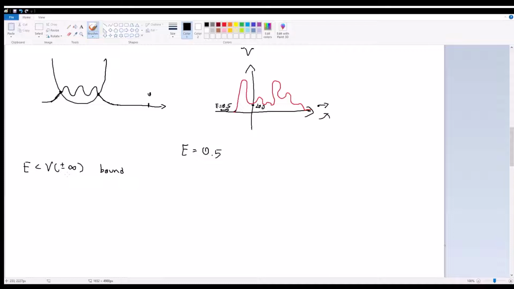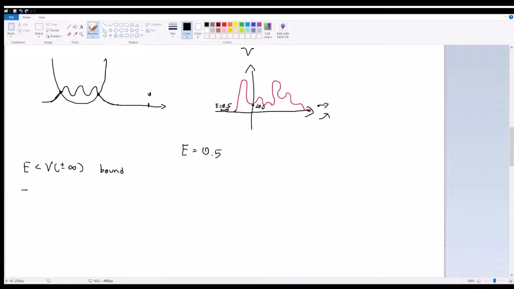So the fact that E is less than V at positive and negative infinity basically just means that this particle is always going to be bound in some sort of potential well, no matter how far out it goes. So because of that, it's bound.